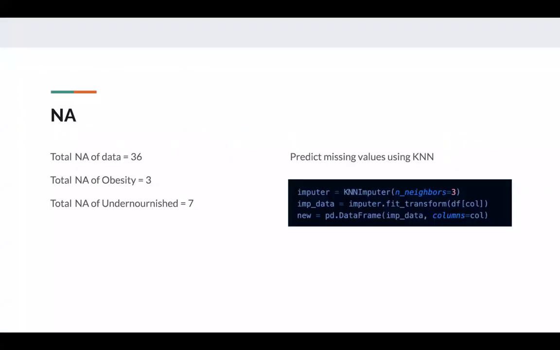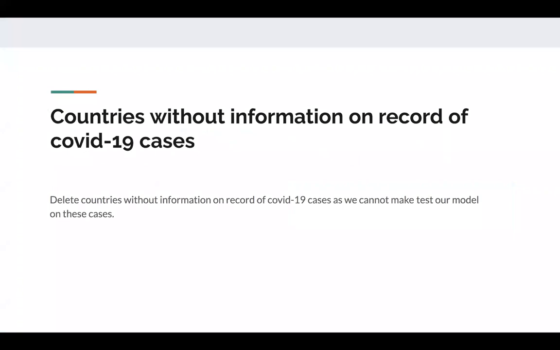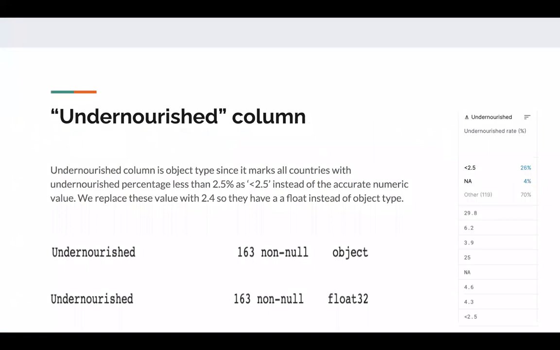For pre-processing, we first fixed the missing values in the dataset by using KNN to predict these values. As for countries without a record of COVID-19 cases, we deleted them. Additionally, we found that many of the undernourished column values are marked as less than 2.5 instead of a numeric value. Therefore, we replaced these values with 2.4.